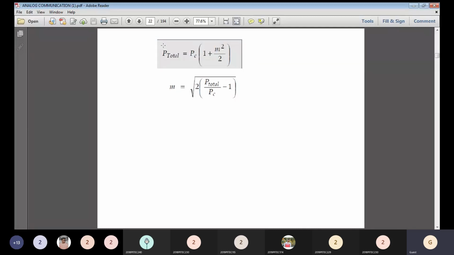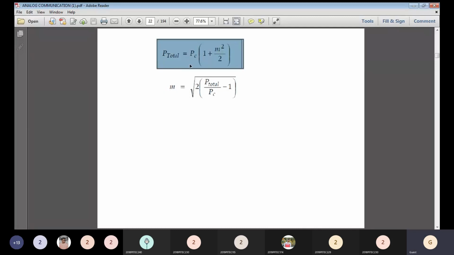From this equation, we can calculate the modulation index. So we can calculate total power, carrier power, and modulation index. Three terms are involved in this formula. They will give any two of these three parameters, and then they will ask to calculate the third one.